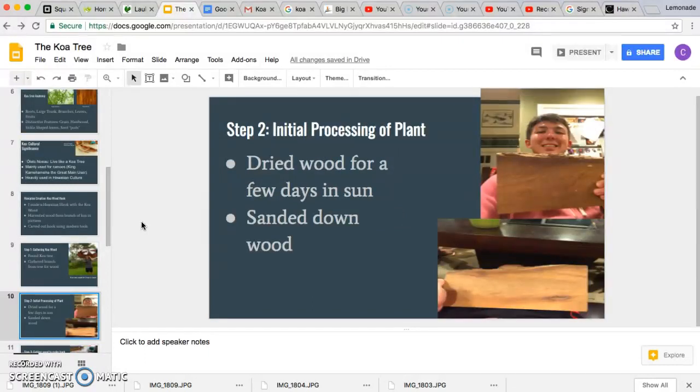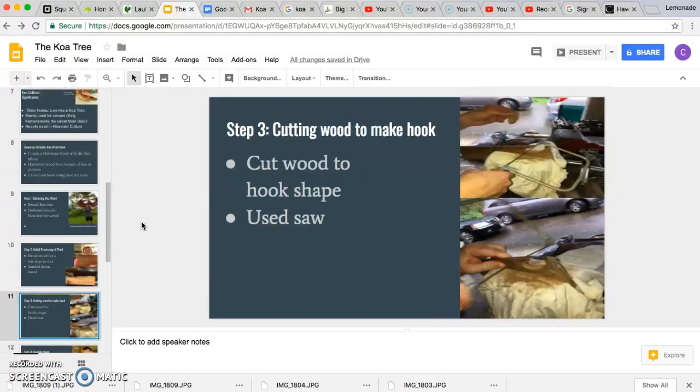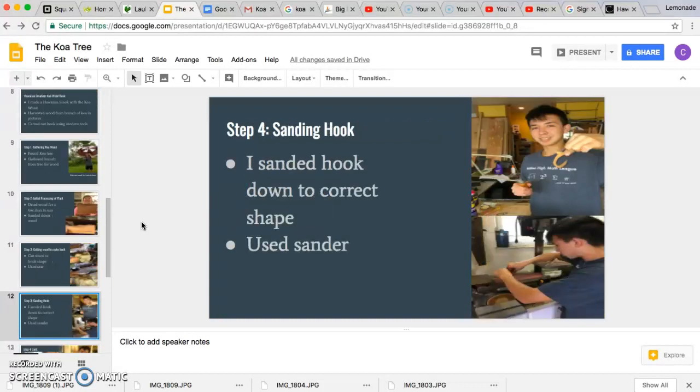And as you can see here, I have a picture of me and the piece of wood I got. So I dried the wood for a few days in the sun, and I sanded down the wood to make it smooth, so I could use it for my project. So the next step was cutting the wood to make the hook. So I cut the wood to resemble the hook shape first of all, and it was very rough. And I used a table saw to cut the shape out. I used a very thin table saw in order to get the shape right.